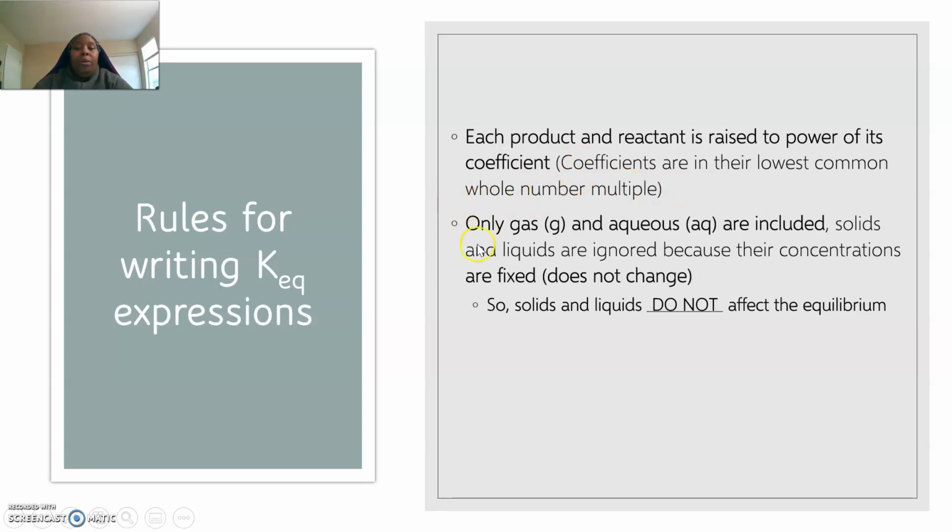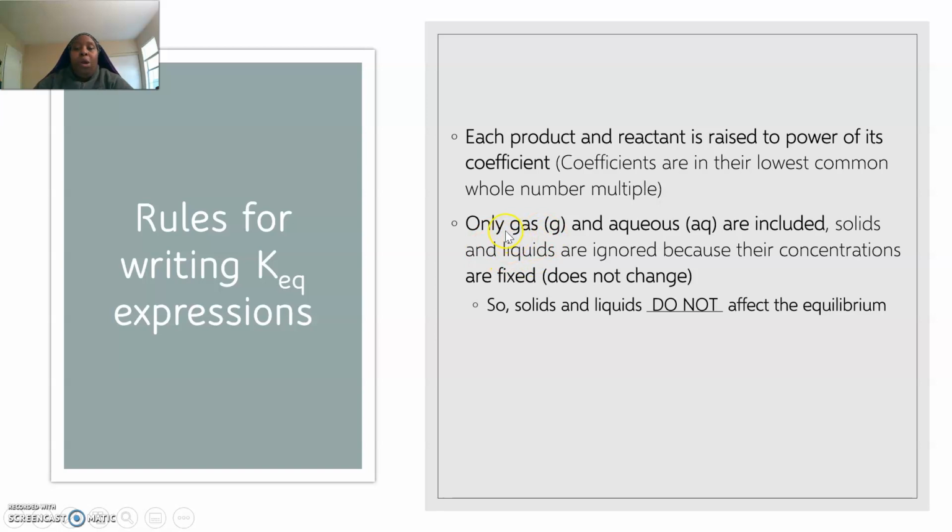Other things you want to remember: only gas and aqueous are included. A lot of you were asking me before, what does that little g mean? What does the little aq mean? What does the little l mean? And what does the little s mean? The little g represents a gas. Aq is aqueous. If you see a little s, that's solid. And if you see a little l, those are liquids.